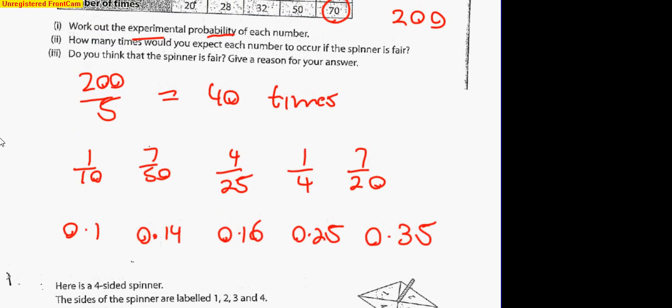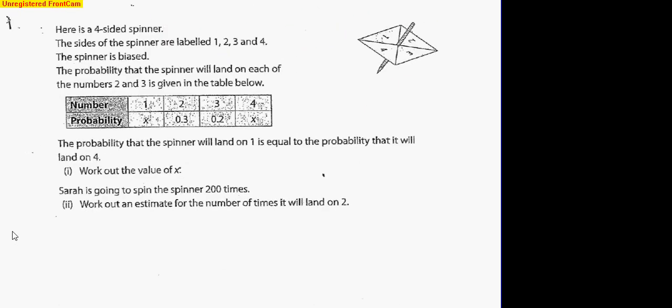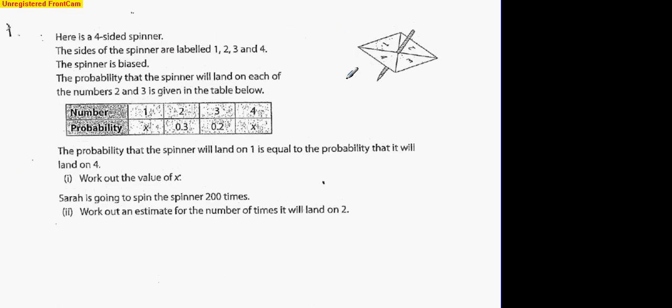Alright guys, another four-sided spinner is labelled 1, 2, 3, and 4. This spinner is biased. The probability that the spinner will land on each of the numbers 2 and 3 is given in the table below. What you know is that 100% is all the outcomes added together, and 100% is 1.0 in decimals. All of these together have to add up to 1.